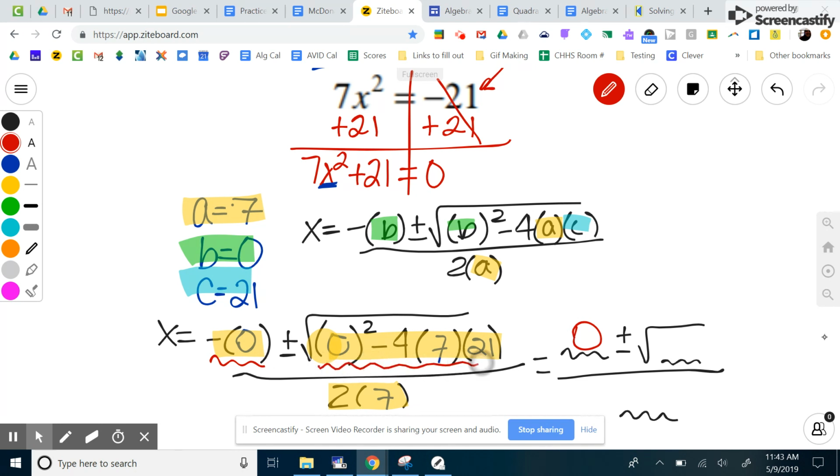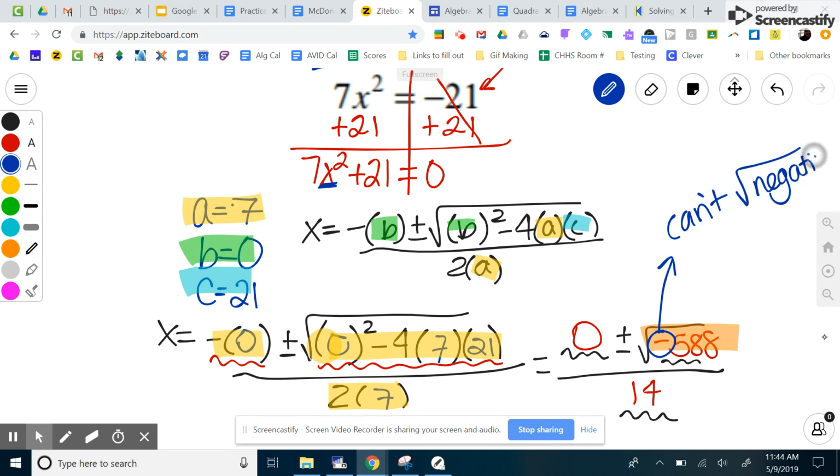Then you got to plug in all of this stuff to see what's under the square root. So pause your video, plug it into your calculator. I got negative 588. Hopefully you got the same thing. And then 2 times 7 is on the bottom, so that's 14. So my next step is to simplify the square root. First thing I notice about that square root right here is that it is negative. You can't do the square root of a negative. That doesn't exist. So I'm actually done with my problem.